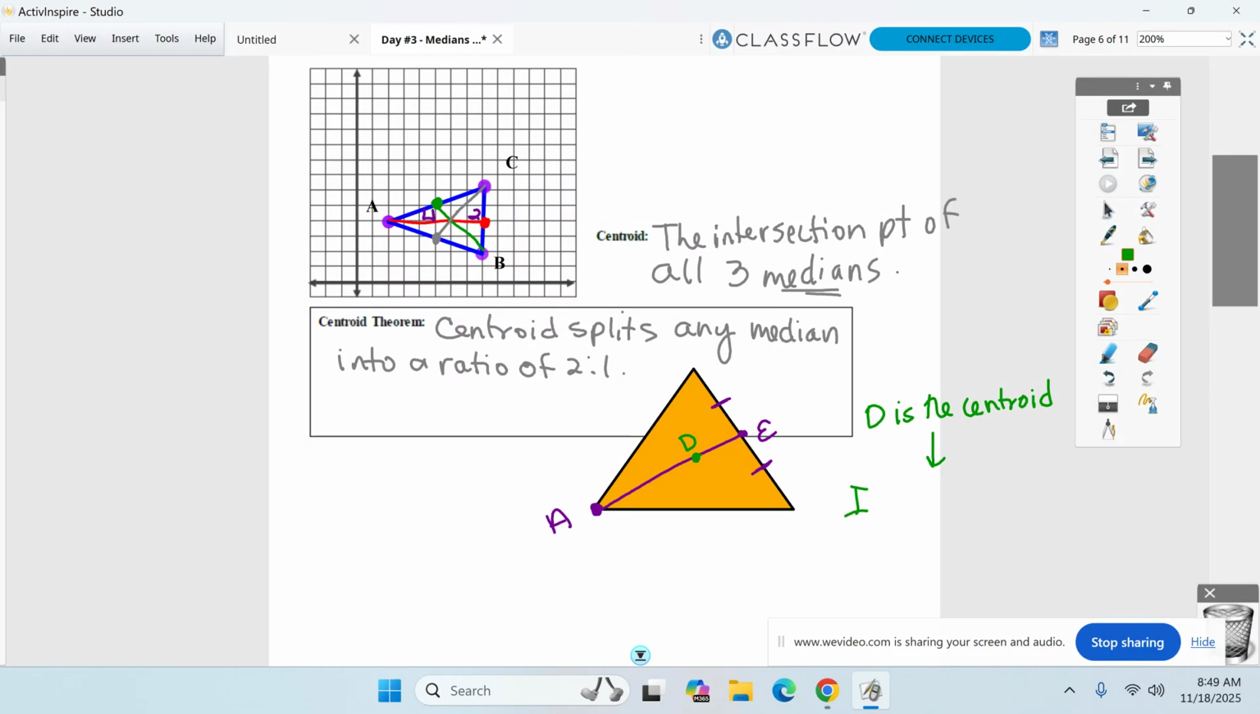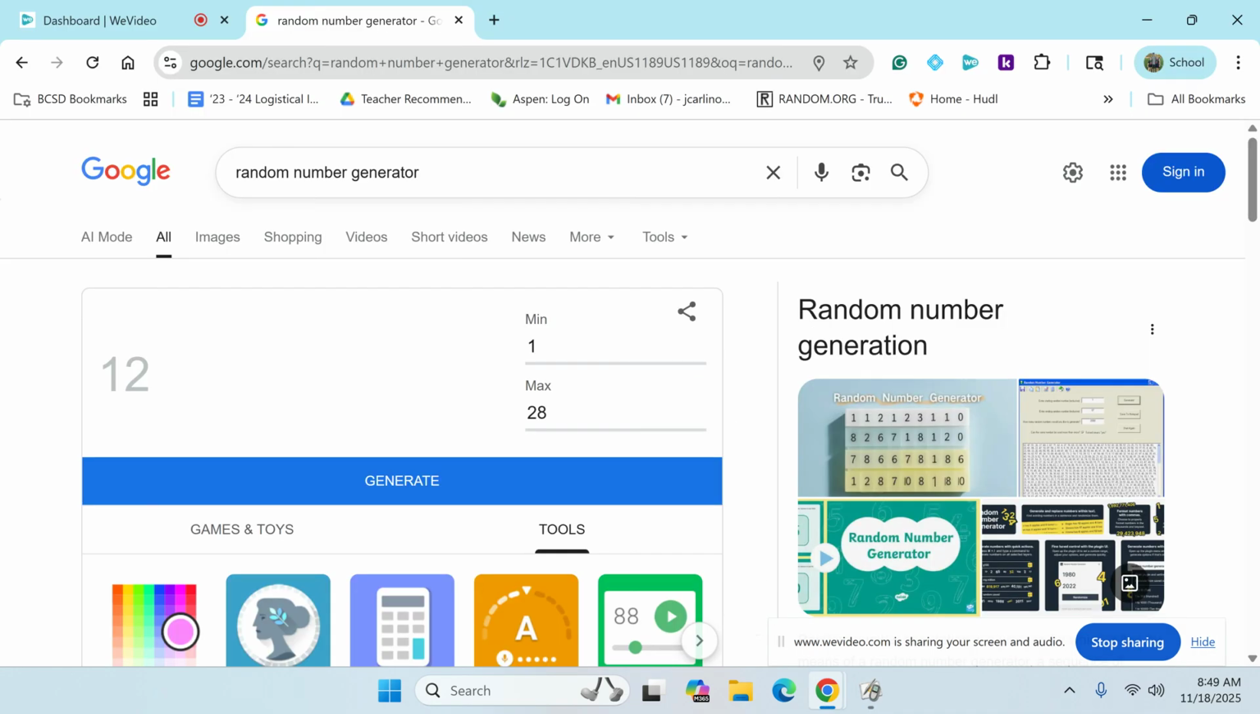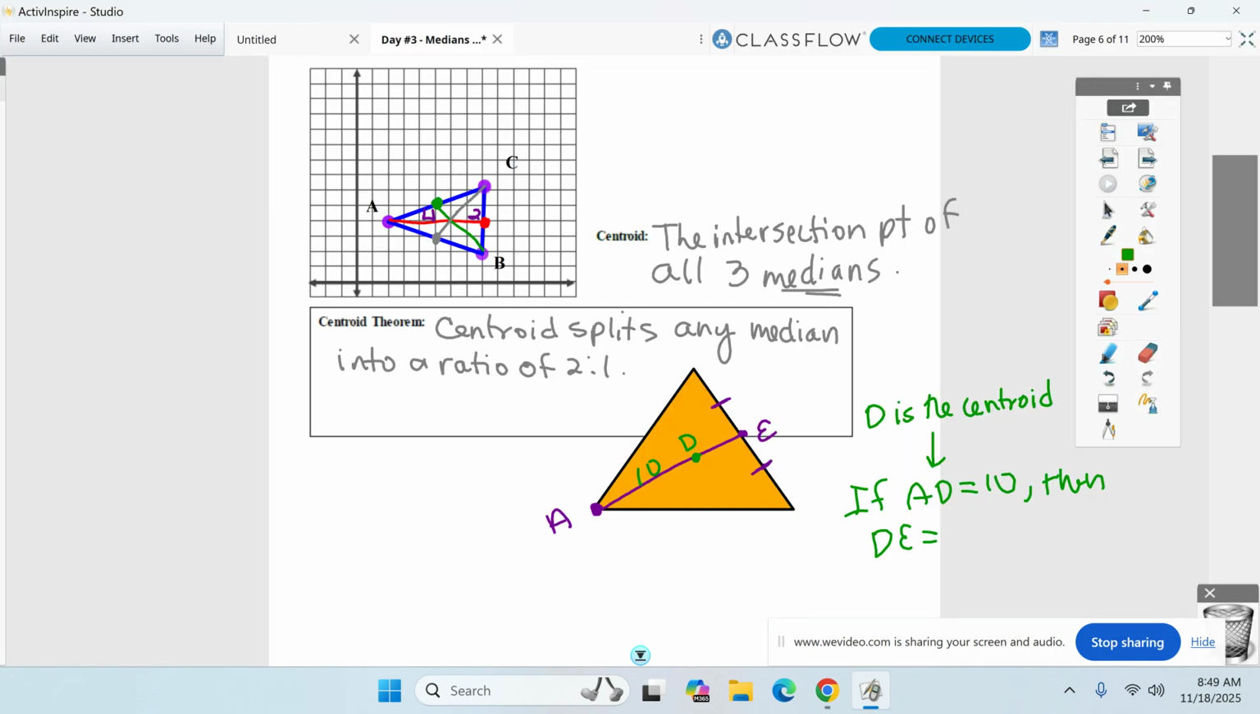So if AD equals 10, if I tell you AD is a length of 10, then what about DE? Centroid splits it up into 2 to 1. One piece is double the other piece. So if AD is a length of 10, how long is DE going to be using this theorem? What do you got for me, Sloan? What is it? 5, yep.